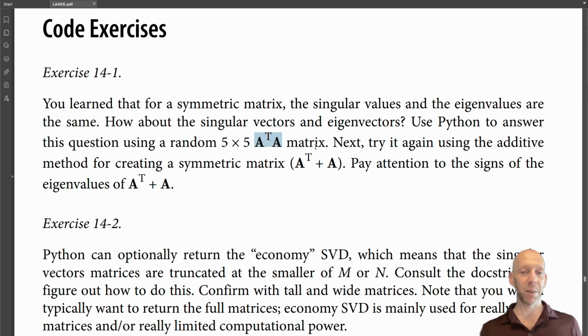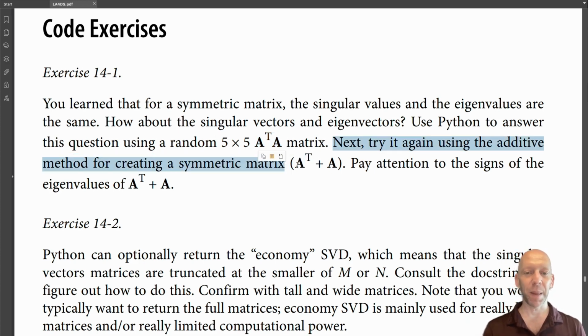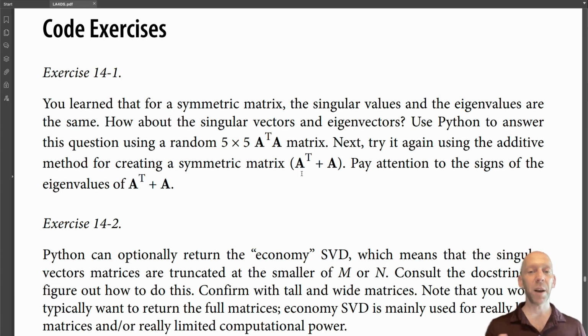Next, once you have done that, I want you to repeat it for the additive method for creating a symmetric matrix. So remember that A transpose plus A will also give you a square symmetric matrix, assuming that A is square. Now, this method of creating a symmetric matrix and this method have some properties in common. For example, both are guaranteed to produce symmetric square matrices, but they do not share all of their properties in common. And, well, that is what you are going to discover and think about in this exercise.